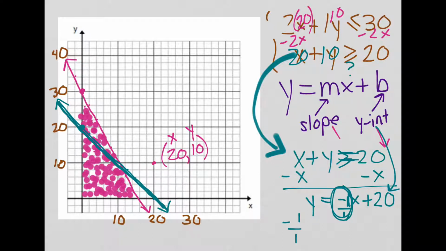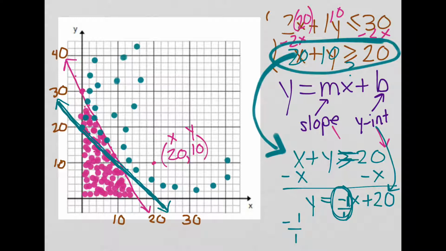So if we're just focusing on this inequality, how many ads should they buy? Well, they should buy at least 20. Then 30 ads works. And so all these points over here would be solutions to, can we buy more than 20 ads? All of these points up here would represent buying more than 20 ads.